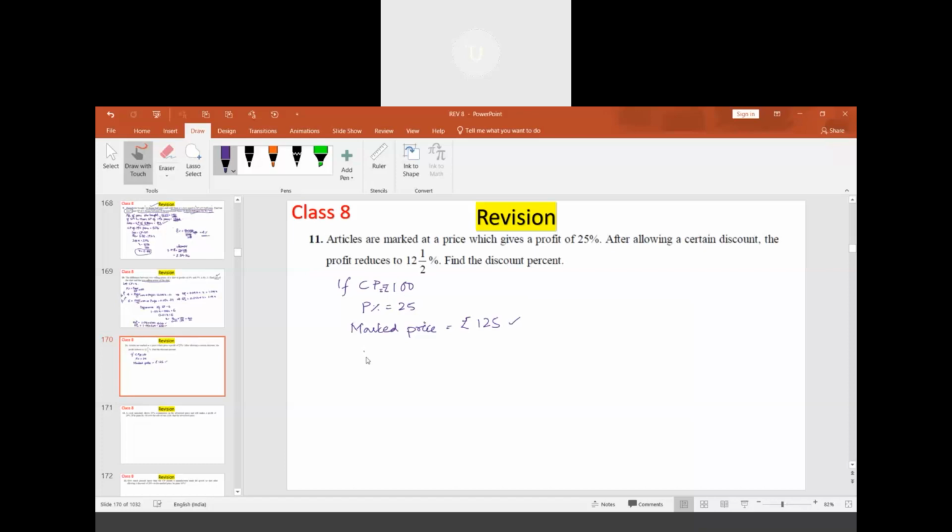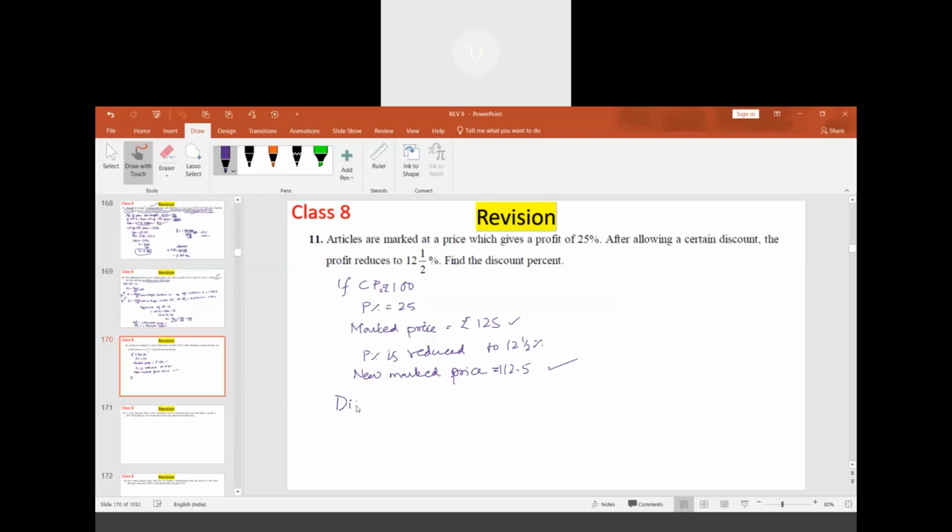Now the profit percentage is reduced to 12.5%. So the new market price: 12.5 added to 100 will be 112.5. This is the new market price.